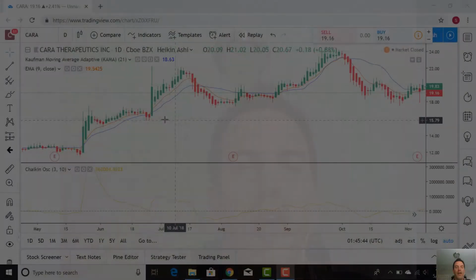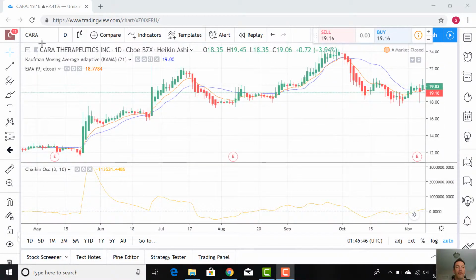Today we're looking at another biotech stock. We're looking at Cara Therapeutics and we're just going to jump to the pricing chart because this is one of the most interesting and easy to adapt charts that we've seen in a while. You'll see that we're looking at Cara Therapeutics, the ticker is CARA.